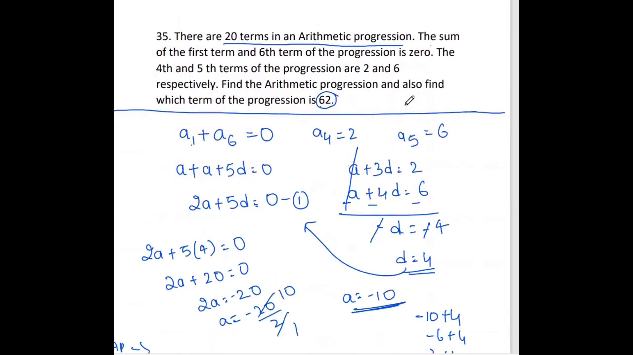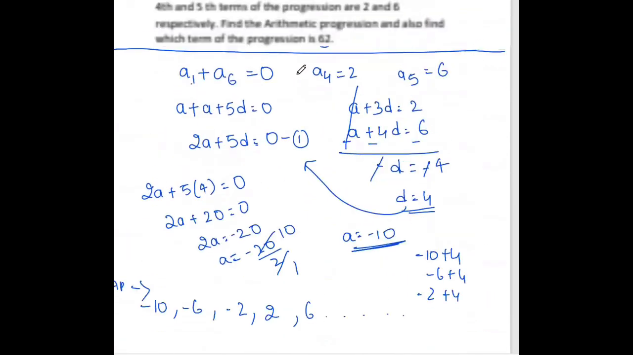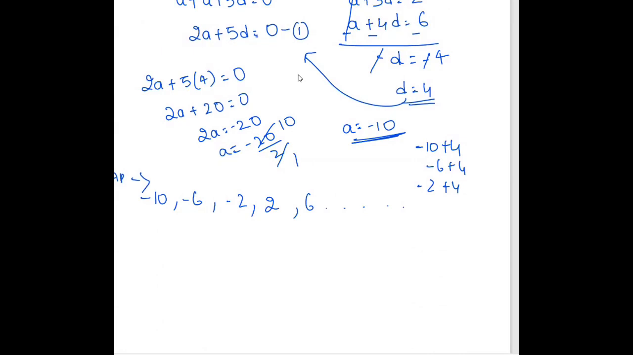Next, they're asking, find which term is 62. Now, if you go like this, somewhere you'll get 62, right? They're asking at what place. This is the first place, this is second place, this is third place, that is fourth place, this is fifth place. Somewhere at n place, 62 is located. They're asking, which place is this 62 sitting?